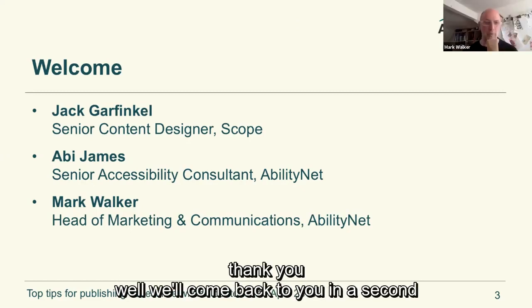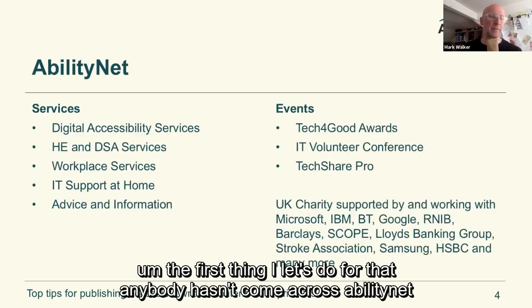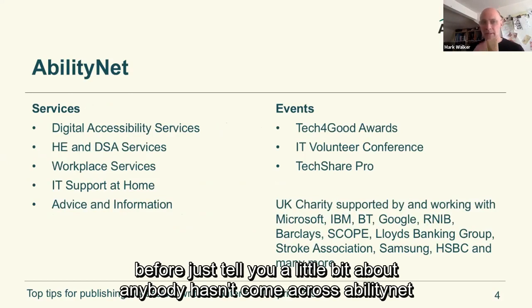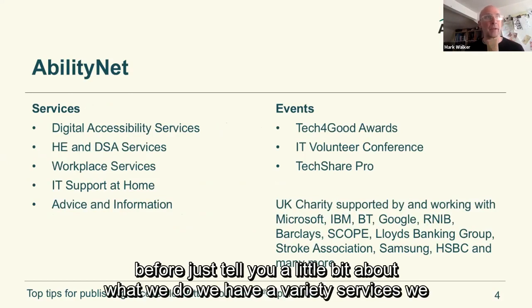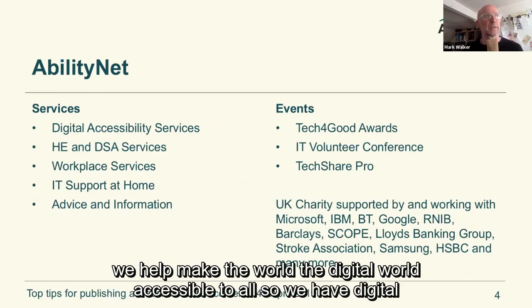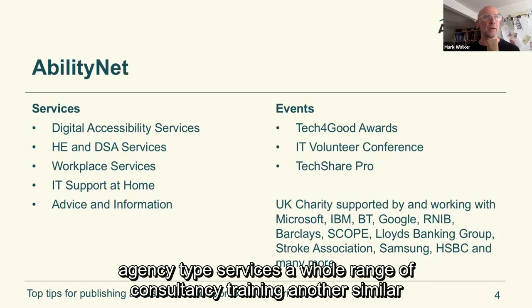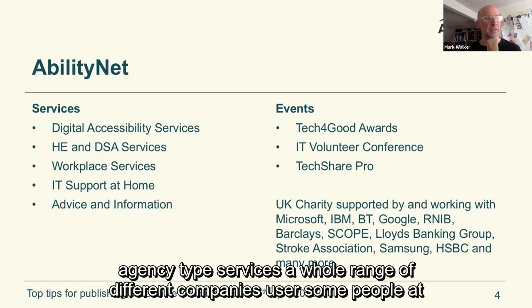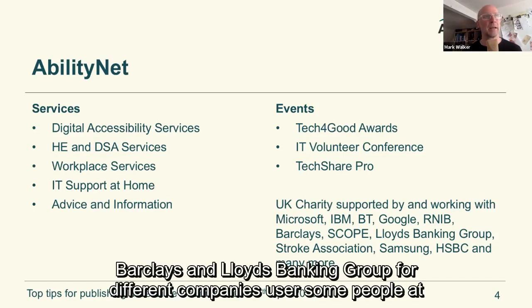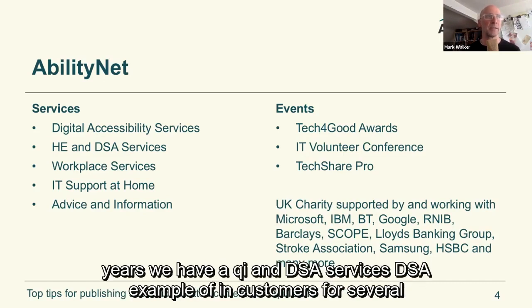Thank you. Cool. Well, we'll come back to you in a second. The first thing I'd like to do for anybody who hasn't come across AbilityNet before, just tell you a little bit about what we do. We have a variety of services. We help make the digital world accessible to all. So we have digital accessibility services. We do testing and consultancy, training, and other similar agency type services. A whole range of different companies use us. People like Barclays and Lloyds Banking Group, for example, have been customers for several years.